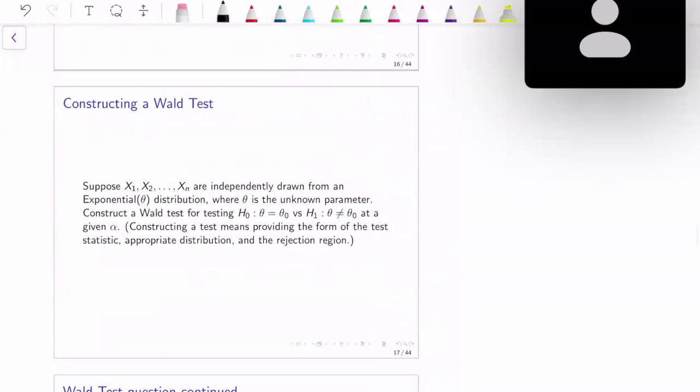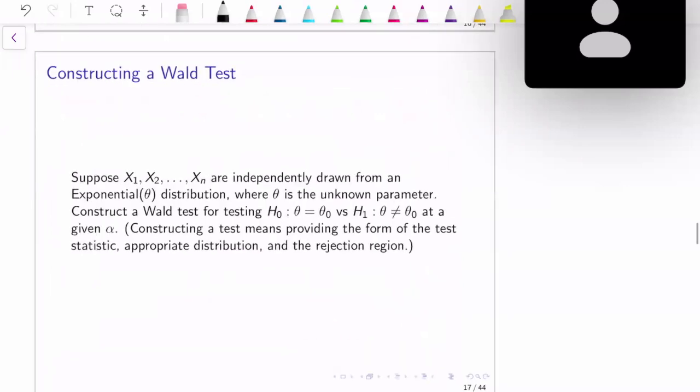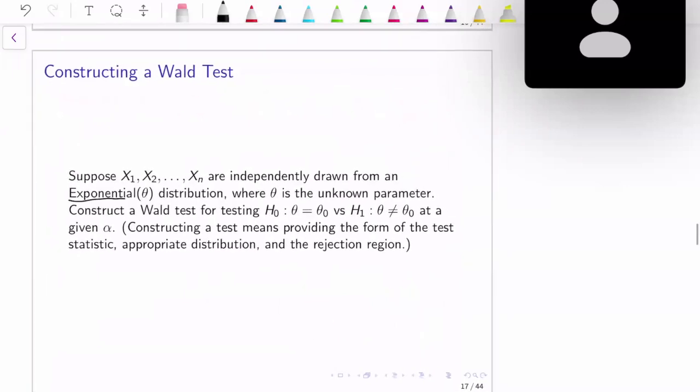Okay, so this was the Wald test, but I believe I gave you the exponential, and I think this is the same one as the one on your fall 2023 exam, which I should have tried a different one. That's okay. I think I'll still go over it.